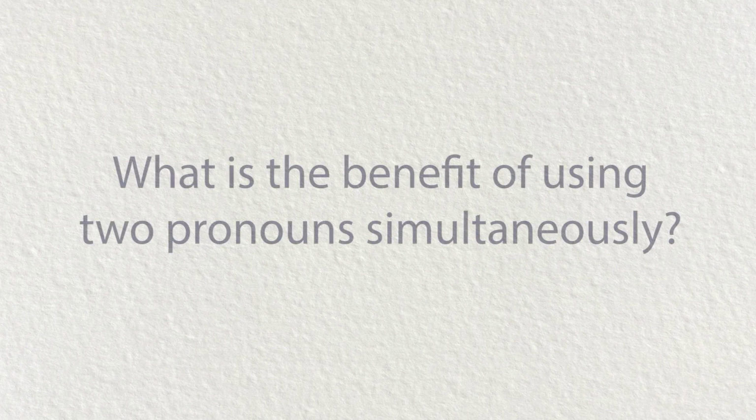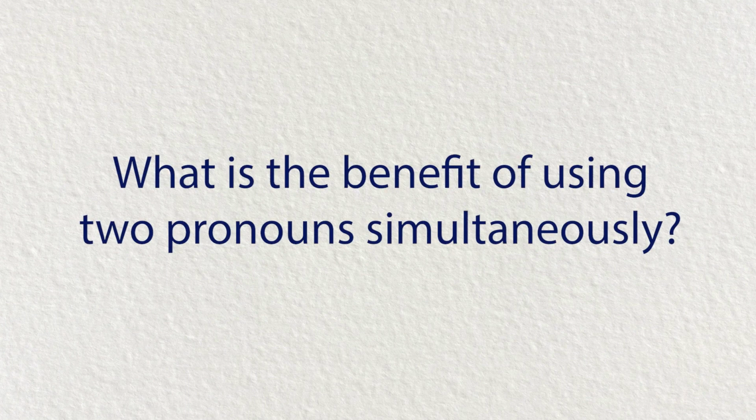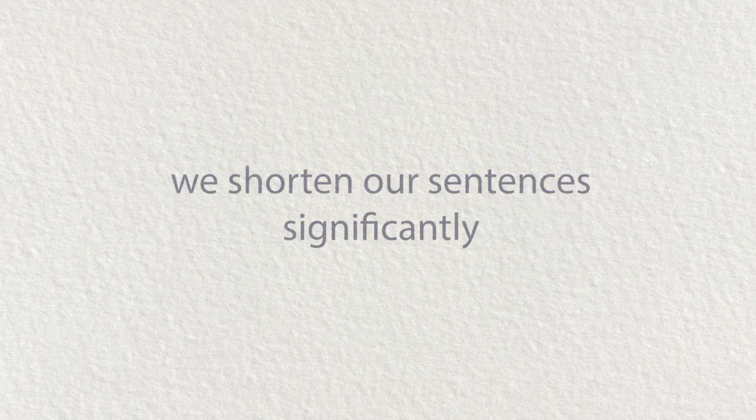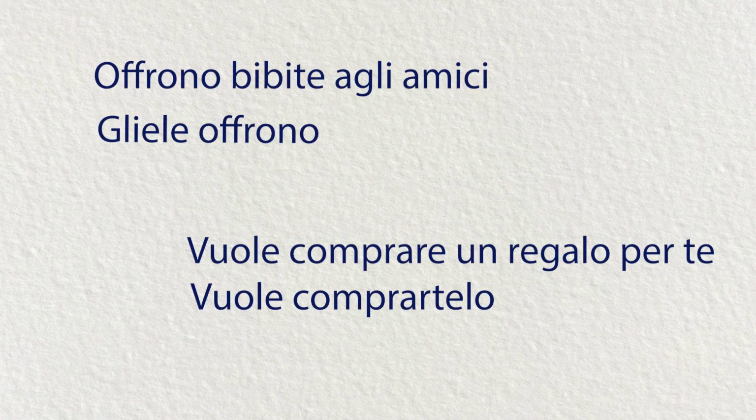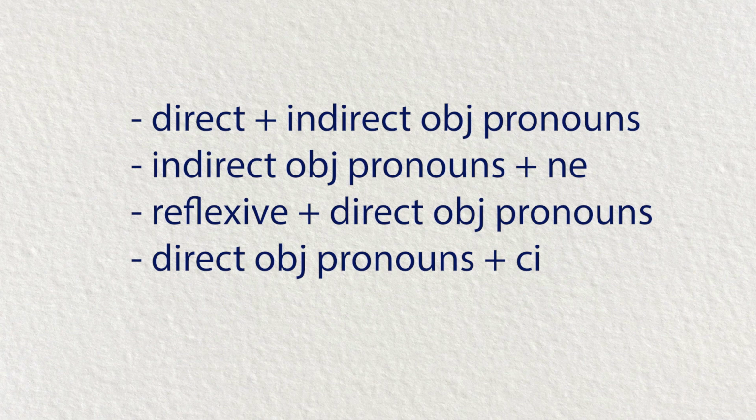The benefit of using double object pronouns is that we shorten our sentences when we substitute objects with pronouns, so that we avoid repeating the same words over and over again. Today, we'll talk about the following pronoun combinations: direct and indirect object pronouns, indirect object pronouns and ne, reflexive and direct object pronouns, and direct object pronouns and ci.